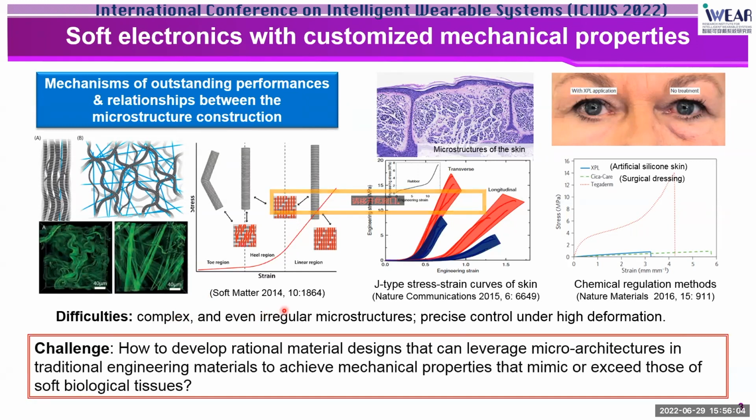Therefore, one of the technological challenges we face here is how to develop soft architectural materials and electronics with customized mechanical properties. In particular, how can we develop material designs that can leverage microarchitectures with traditional engineering materials so as to achieve mechanical properties that can mimic those of soft tissues? It's noteworthy that by using conventional engineering materials, the integration of electronic components could be highly simplified and quite straightforward.